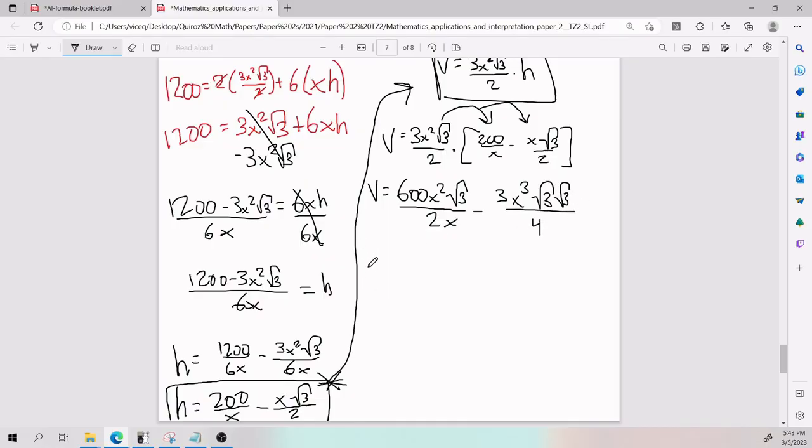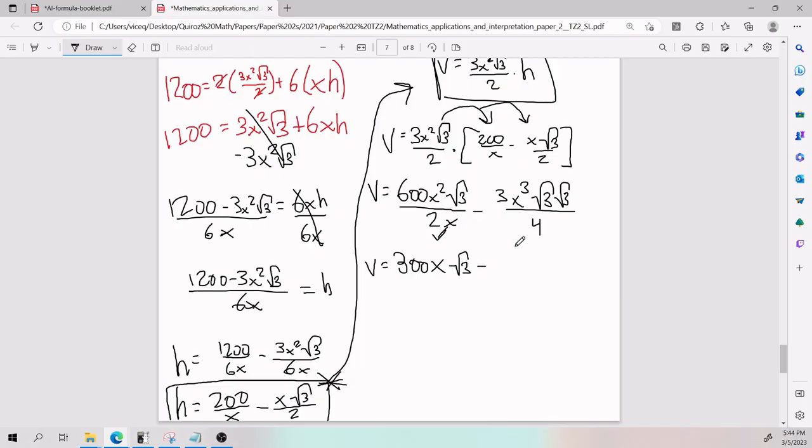All right, so let's take a moment and simplify some of these terms. 600 divided by 2 is just going to be 300. The x squared on top interacting with the x on the bottom, as I mentioned earlier, is just going to be x and square root of 3. So that is for the term on the left.